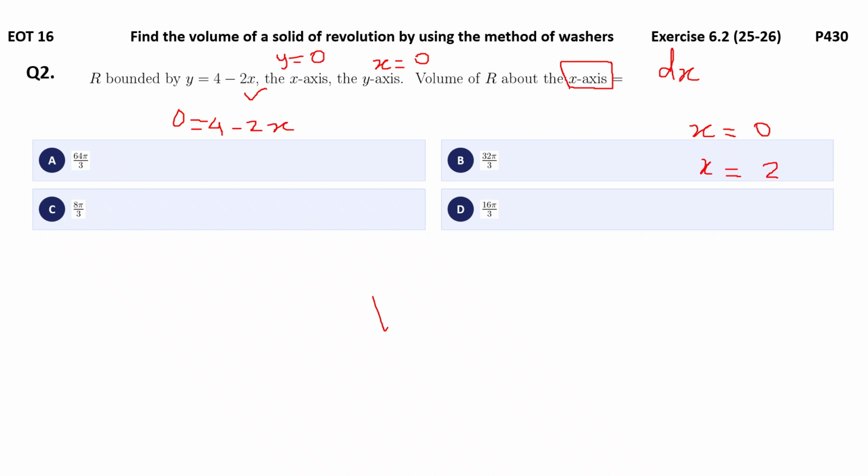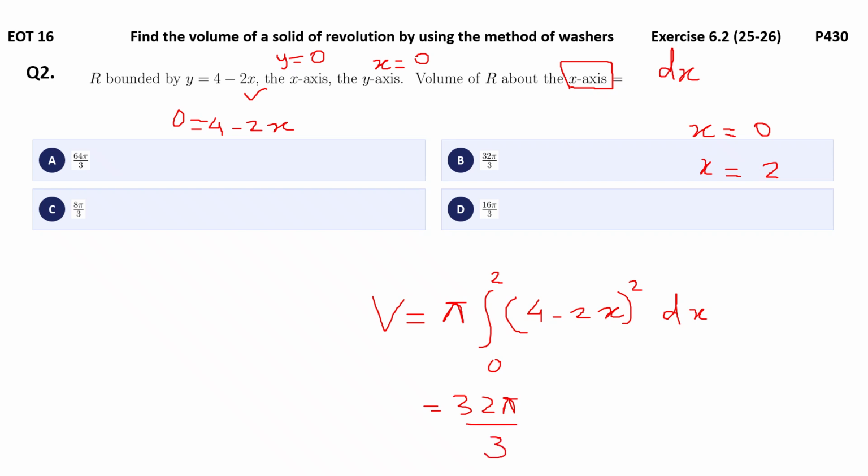Now let's find the volume. Pi times the integral from 0 to 2, and your function here is 4 minus 2x because it is dx, the whole square dx, and your answer is 32 pi over 3. That's option B.